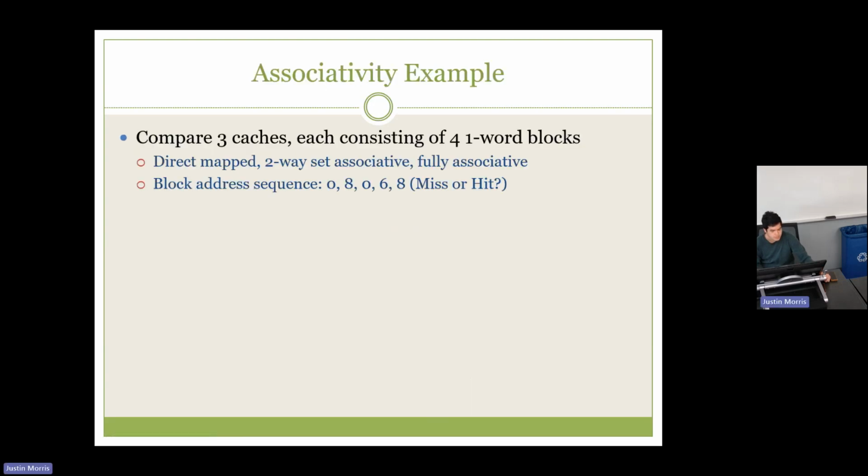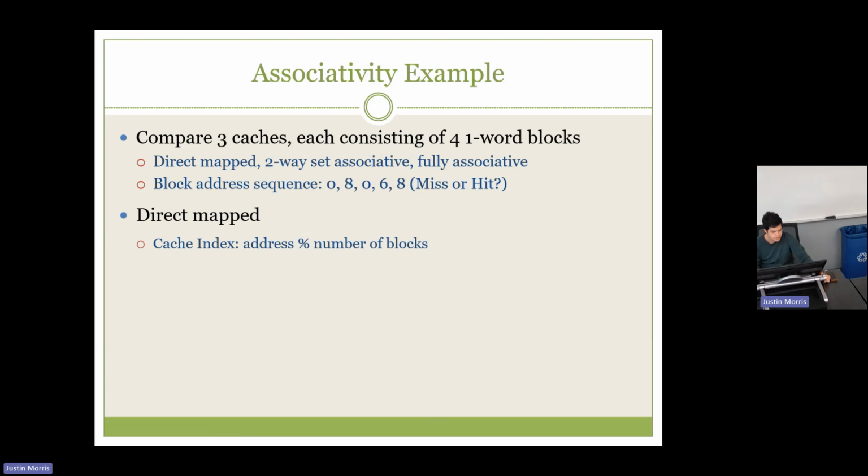So today we're going to continue on the associativity parts of caches. We're going to compare 3 different caches. All of them have 4 one-word blocks. The first one is going to be direct map. The second one will be two-way set associative. And the last one will be fully associative. We're going to look at the memory address sequence of 0, 8, 0, 6, 8.